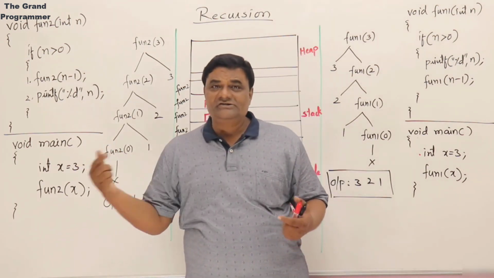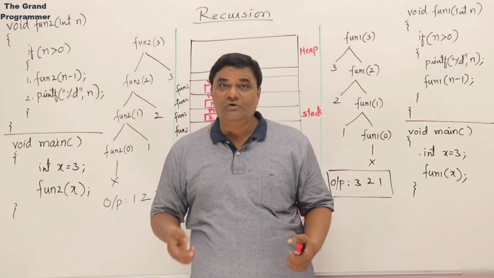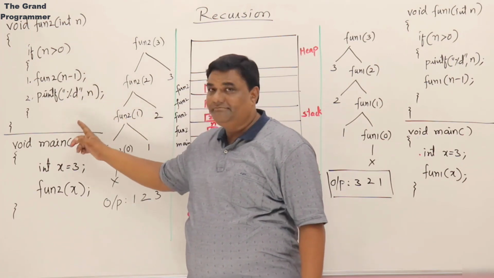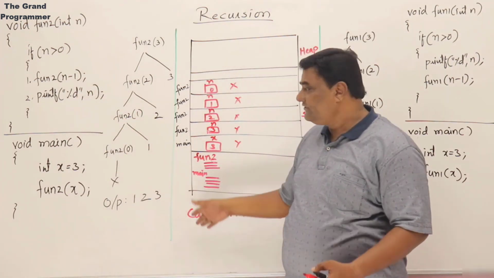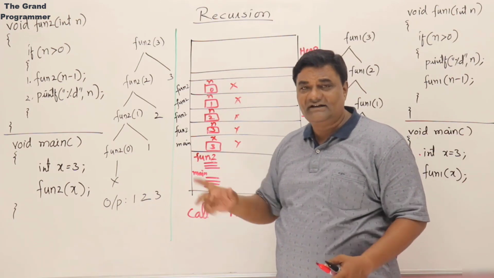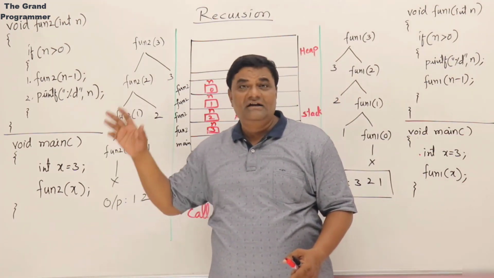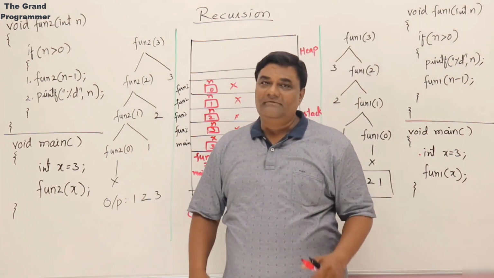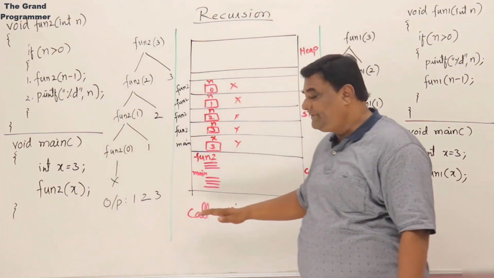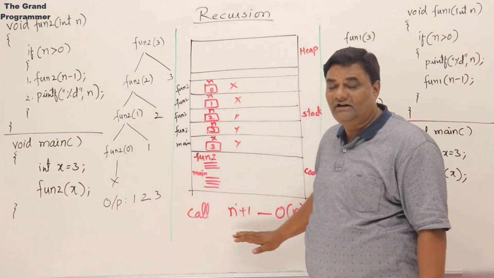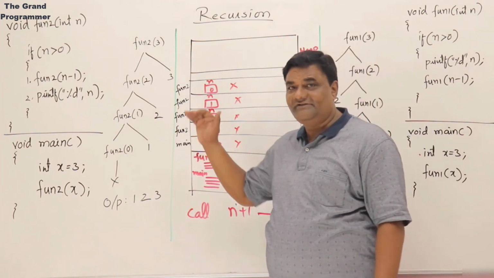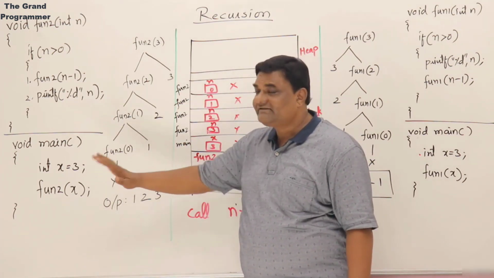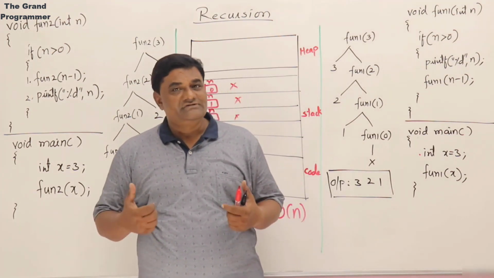Both of these functions are almost the same, the only difference is that this is first printing and then calling. This is first calling then printing. So the activation records created for these functions will be the same only. That's the reason I have taken two similar examples and shown you how the stack is utilized. It will be the same in both the programs. The size of the stack and the space consumed by this function is also order of n, that is total n plus 1 activation records are created for function fun2, leaving aside main. This is how recursion uses a stack.